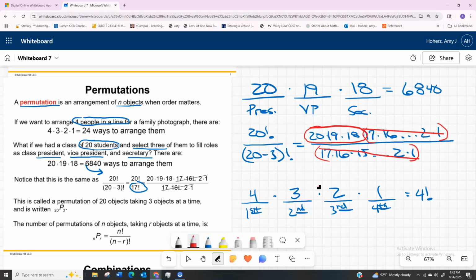And so we could call permutating 3 objects out of 20 objects, or in this case 3 people out of 20 people, something special. We call it 20P3, which is equal to 20 factorial over 20 minus 3 factorial. In general, if you have n objects and you're going to permutate r of those objects, then it would be n factorial on the top and then n minus r on the bottom. In our case it was 20 minus 3.